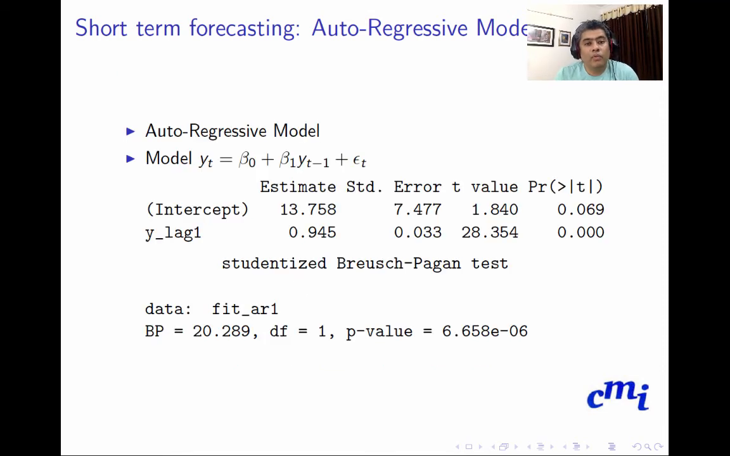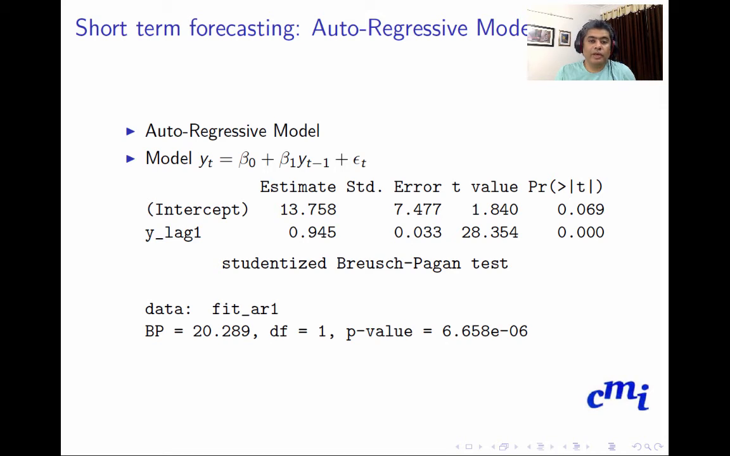So we fit an autoregressive model of order 1, which is yt equals beta naught plus beta 1 yt minus 1 plus epsilon t. When we fit that model, this is the intercept of the model, and this is the coefficient. So this is beta naught, this is beta 1. These are the standard errors, these are the t values, and the p value is very small. So of course beta 1 will be significant.